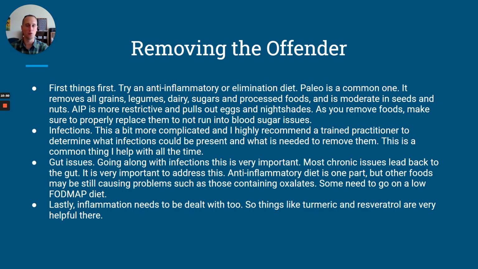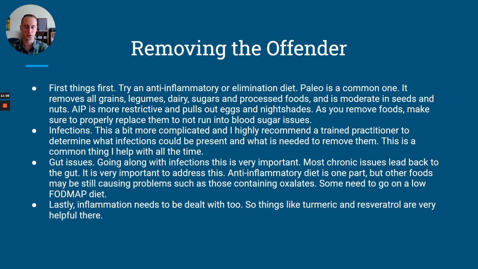So you get the removal of the nuts, and you also get the removal of eggs and nightshades. And if you're unfamiliar with nightshades, that's your tomato, pepper, potato family. As you remove these foods, you got to make sure to replace them, or else you're going to go hungry and you're going to run into blood sugar issues. A lot of people end up not eating enough, or they inadvertently go into keto, which is helpful for some people, but not everyone, and it can create a new issue to deal with if they're not aware of some of the things that go along with it.